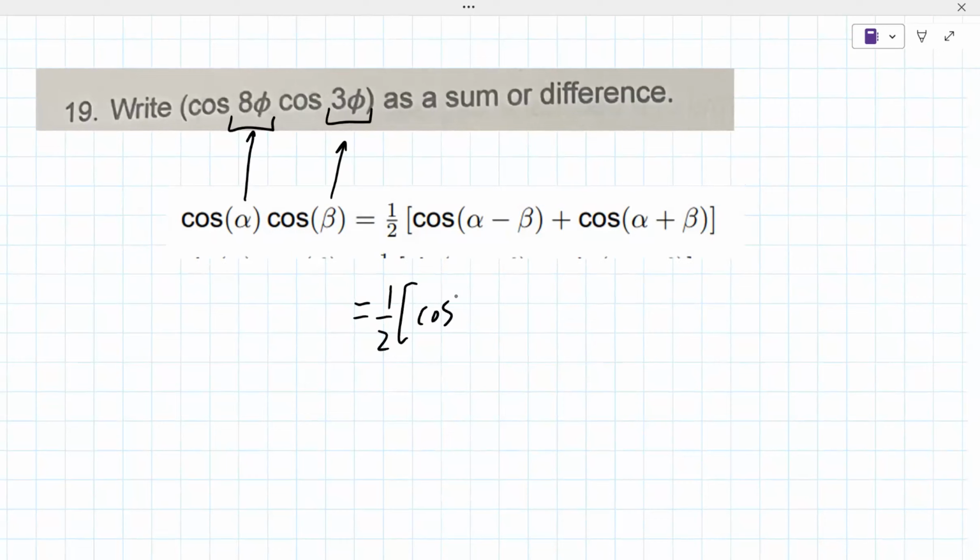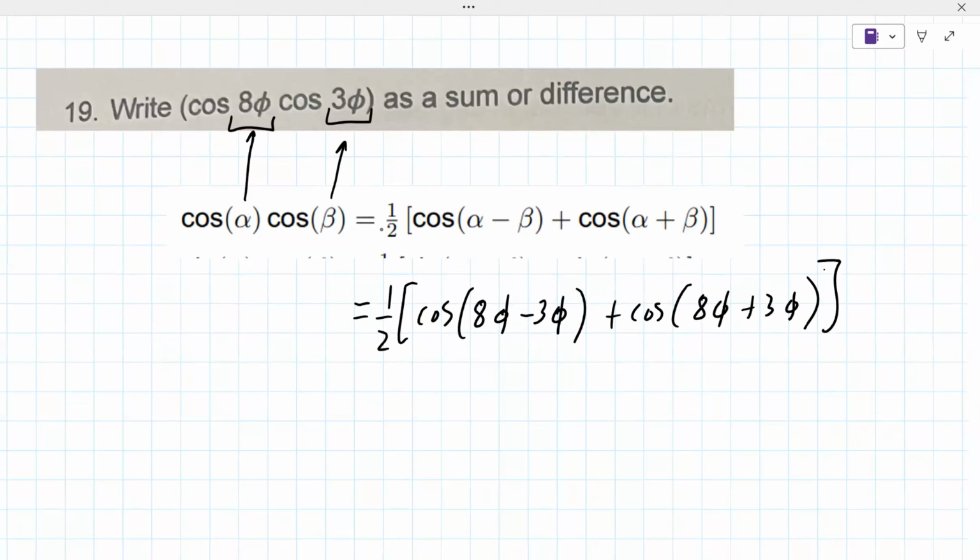What I was thinking of is that sometimes they want you to expand this to a single phi, like they don't want any multiples of it in here. That's why I initially was like, oh, this could be really bad, because you have to expand, expand, expand, and multiply. But it doesn't look like that. It looks like they just want you to go cosine of 8 phi minus 3 phi plus cosine of 8 phi plus 3 phi. So it's 1/2 times cosine 5 phi plus cosine 11 phi.